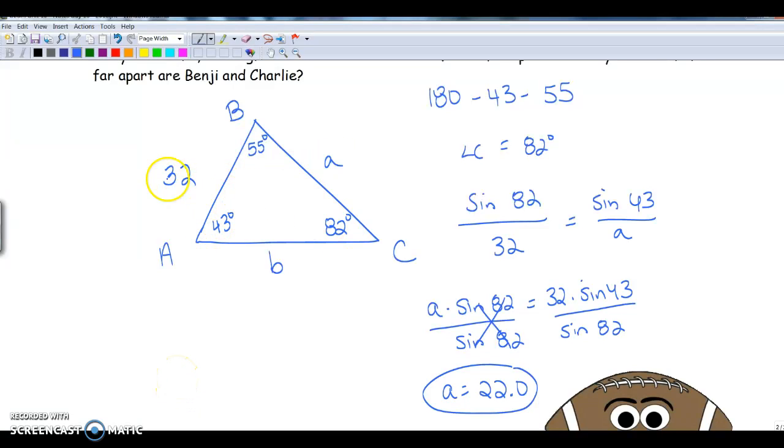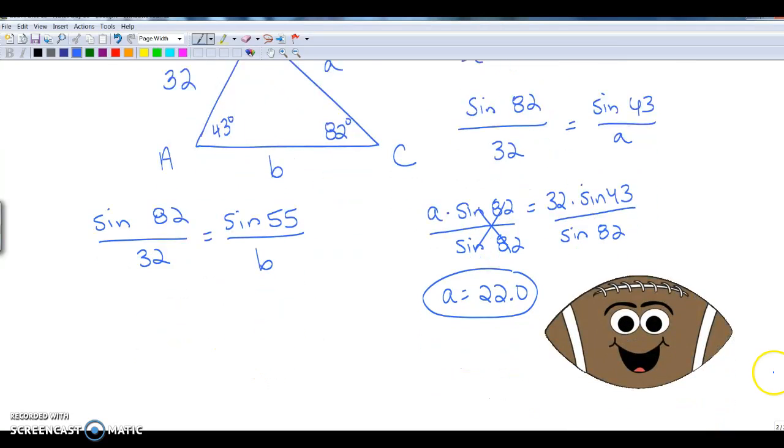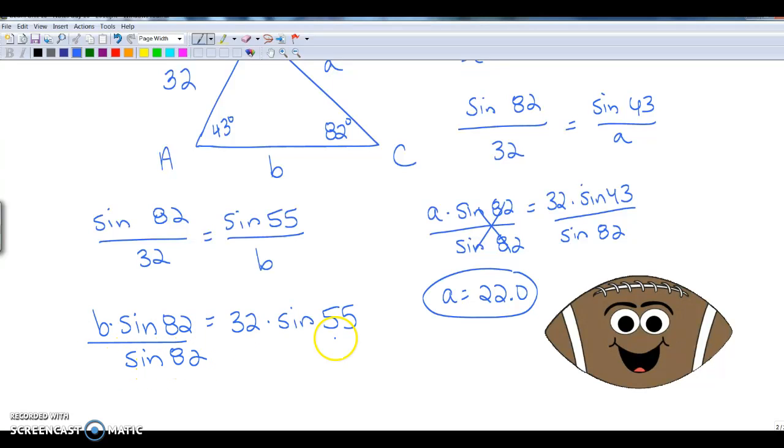So we'll use C's again, sine of 82 over 32. And we'll do B's now, sine of 55 over B. And then same thing, we're going to cross multiply. B times the sine of 82 equals 32 times the sine of 55. And then we're going to divide by the sine of 82 to get B by itself.